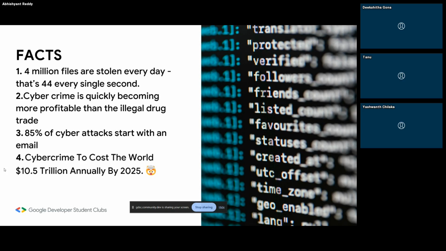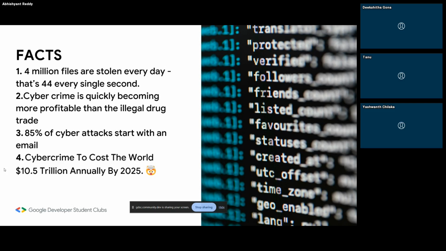10.5 trillion is an amount so big that it's more than the economies of most of the countries of the world. So these facts were not just to frighten anyone. This was just to tell everyone the intensity of these cyber crimes. It is not a thing which we can take lightly. It is a very big thing, and going into the future with AI coming into the act, it's very important that we protect our data.